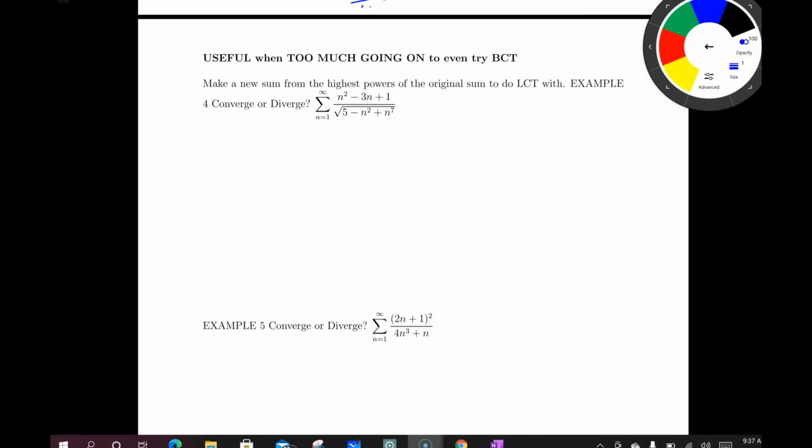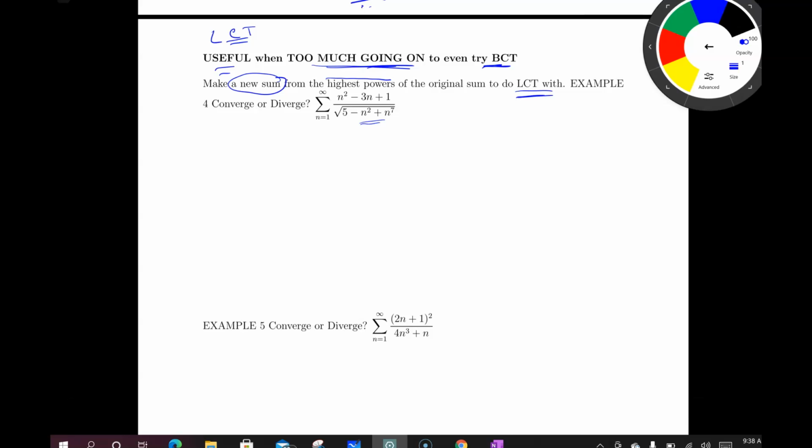All right, so let's look at problems like this where there's too much going on to even think about trying a basic comparison test. That's when the limit comparison test is useful. There's no way I'm going to start by taking little things off from the numerator and the denominator. What I'm going to do is make up a new sum from the highest powers so that I can do the limit comparison test with it.